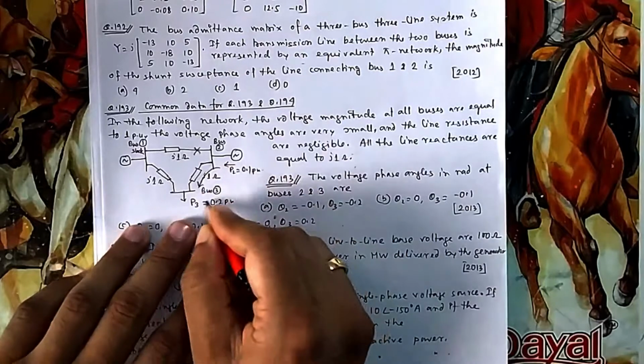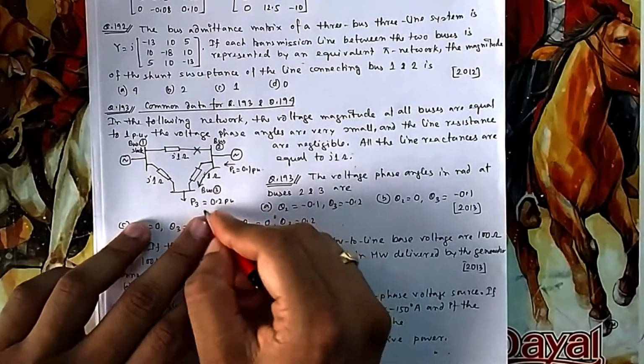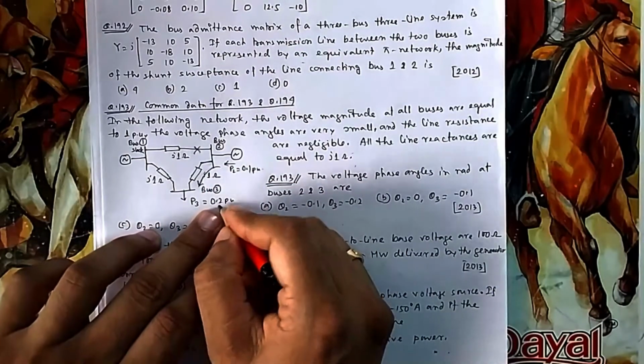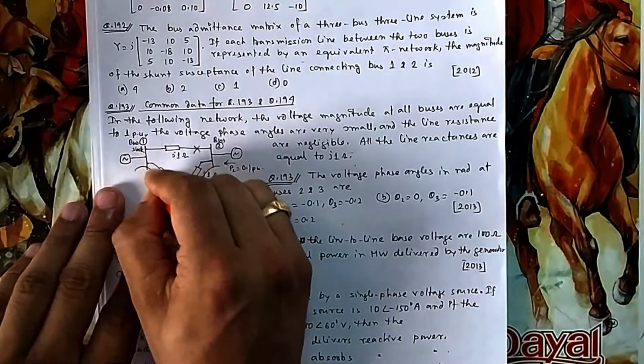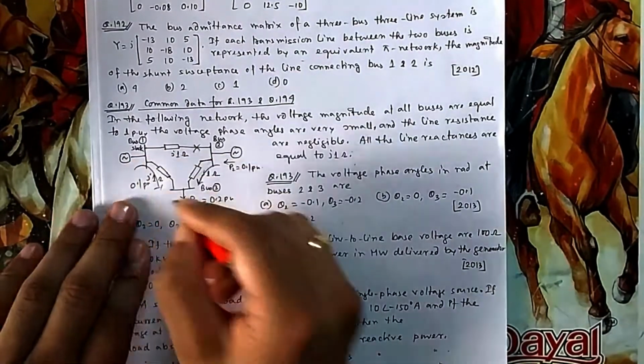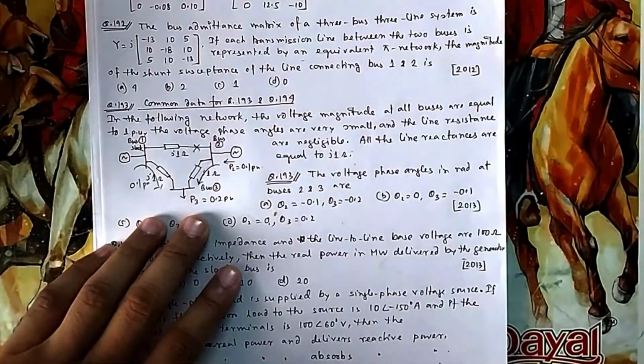So all 0.1, because the demand is 0.2, so 0.1. And how much more is required for demand? Total is 0.2, you are giving 0.1, that means 0.1 more is required. So it will come from the slack bus. So this is delivering 0.1. So this is also delivering 0.1, this is also delivering 0.1.